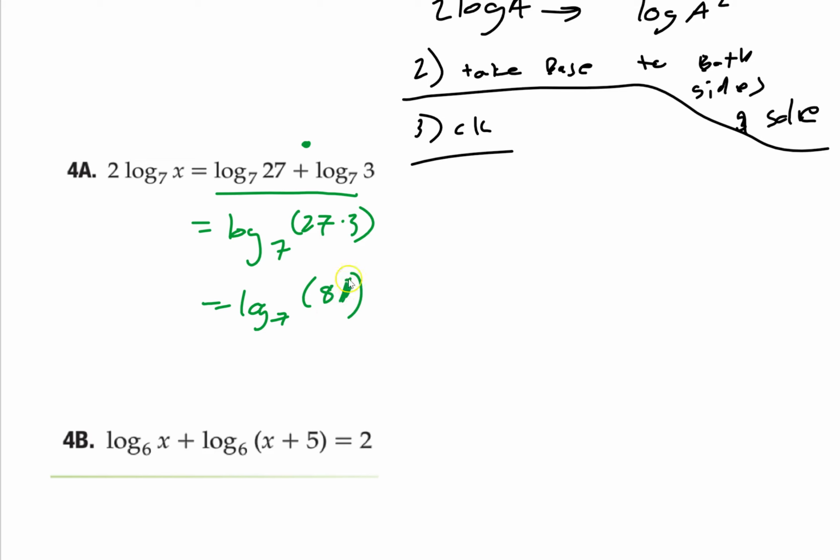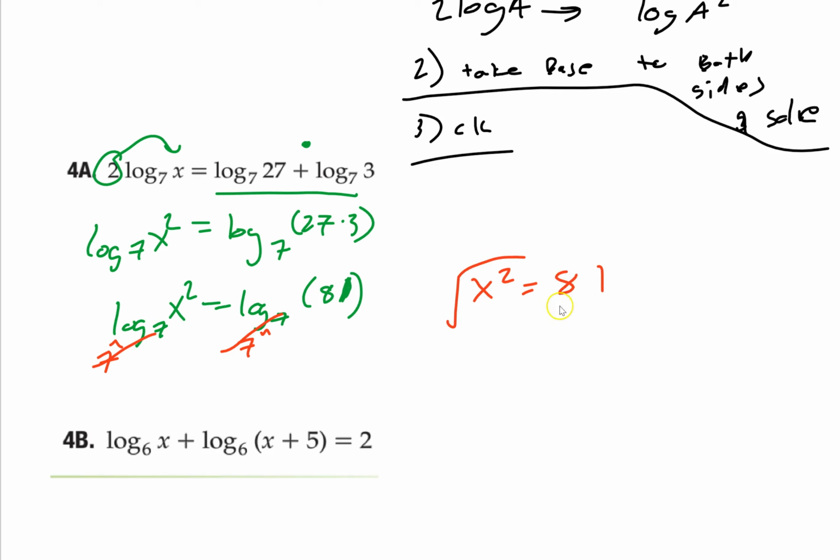What's an ugly one? Over here, again, I cannot do 7. I can bring this up. So it's going to be log 7 of x squared. And now, there's only a log on each side. Now I could go and take the 7 on both sides. Right, 7 power. These would cancel. And I get x squared equals 81. Square root of that. You're going to get x equals plus and minus 9.